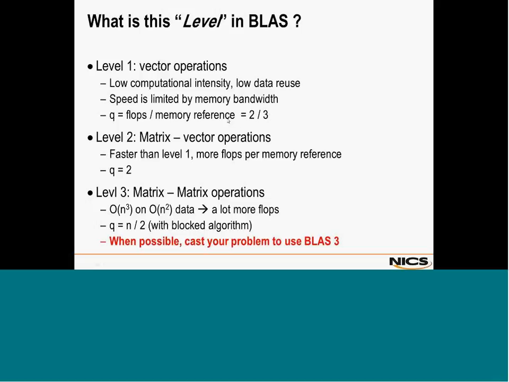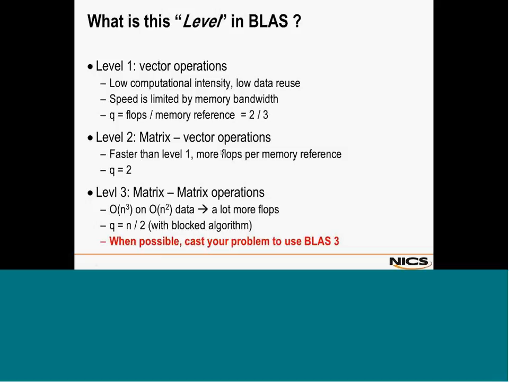Q defines the number of operations per memory reference. For BLAS level 1, this is only 2 over Q. So for each vector element, every time you pull from memory, you can only do 2 flops. So there's no chance to really utilize all your processor capability.